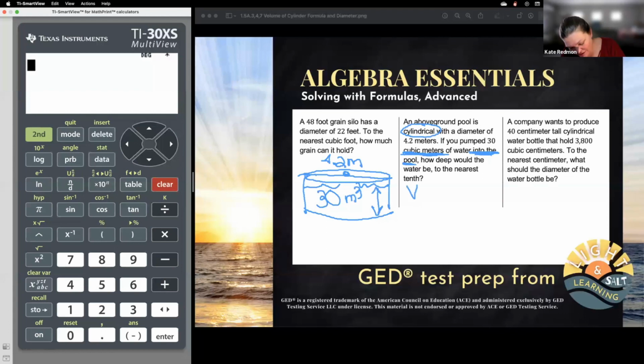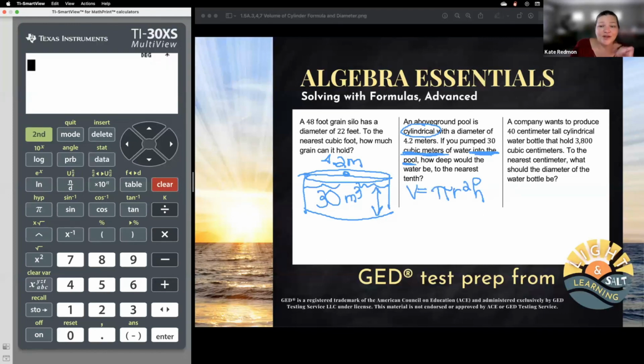I am going to bust out that volume of a cylinder formula, which is V equals pi r squared h, and I'm going to put in what I know. Now, we even got another trick here for students: make sure you put in what you know, not just randomly plug things in. Because take a look, the very first thing in this formula is a V.